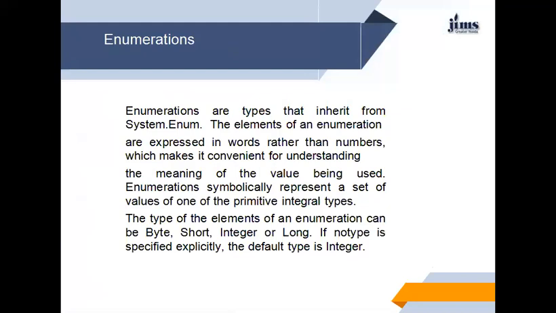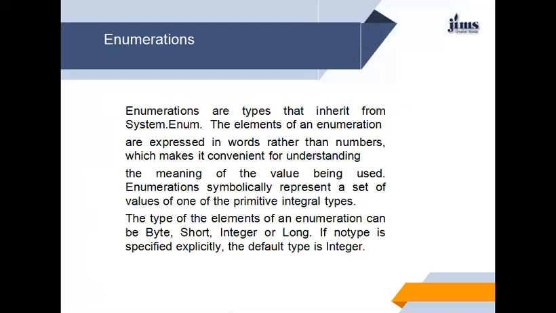Now another thing that is called the enumeration. Constant integers are also called enumerations. Enumerations are types that inherit from System.Enum. The elements of an enumeration are expressed in words rather than numbers, which makes it convenient for understanding the meaning of the value being used.